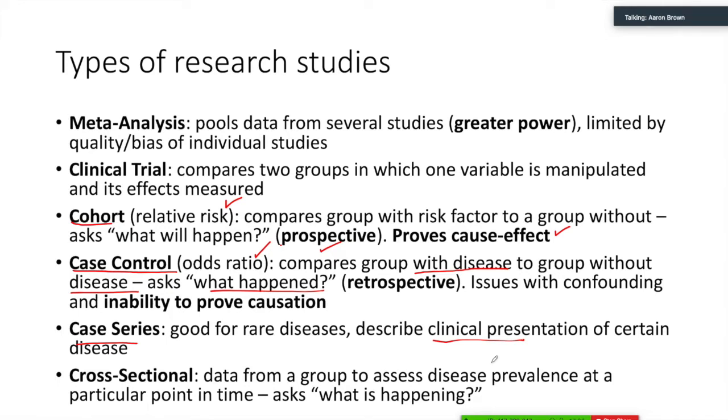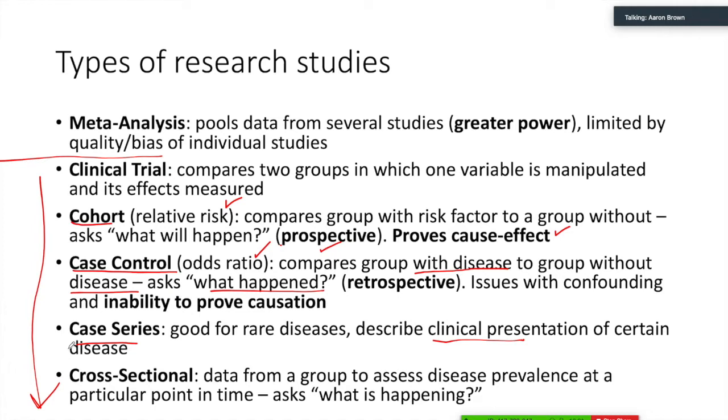And so as you move down this list, with the exception of meta-analysis, starting with clinical trials, this is going to be your strongest type of study. Second would be a cohort study. Third is case control. Fourth and fifth, case series and cross-sectional. These are both kind of tied for fourth in terms of their value as research studies, okay? All right, great. And so this sums up what types of studies you can be asked about.